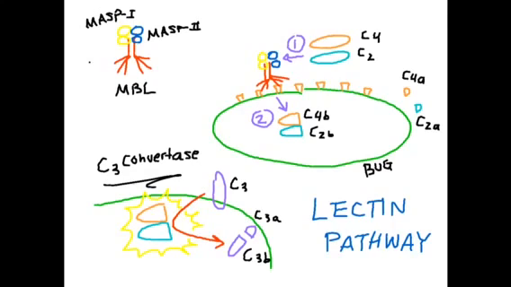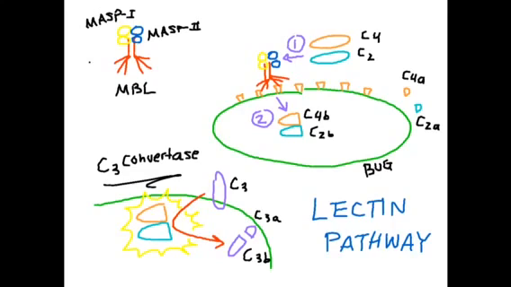The series of chemical reactions that occur after this binding of protein head to carbohydrate result in the transformation of the MASPs into an enzyme. This is where things get very similar to the classical pathway. What happens is the enzyme that's created ends up cleaving C4 and C2, which are 2 other proteins in the complement system, into C4b, C2b, C4a, C2a.